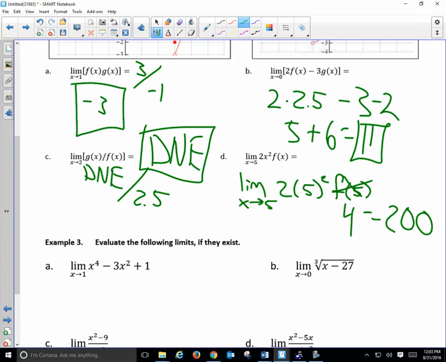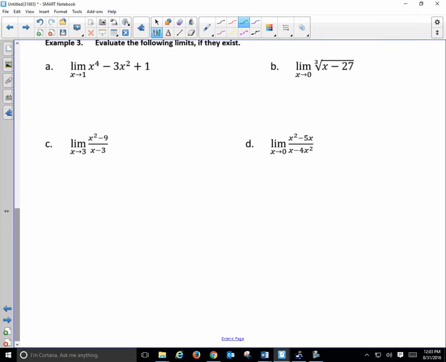Okay. So let's get to some algebraic examples. You guys usually tend to like this better. Okay. If you can substitute it in, then you substitute it in. The limit as x goes to 1 of x to the fourth minus 3x squared plus 1. Can you plug in 1? Yeah, you get 1 minus 3 plus 1 is negative 1. Done. Can you plug in 0 for the next one? What's the cube root of negative 27? Negative 3. Done.